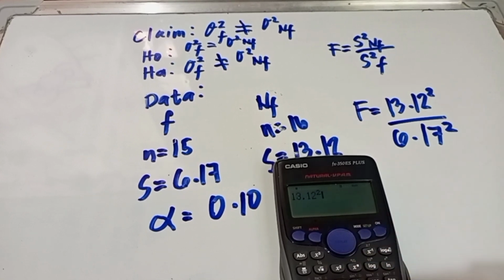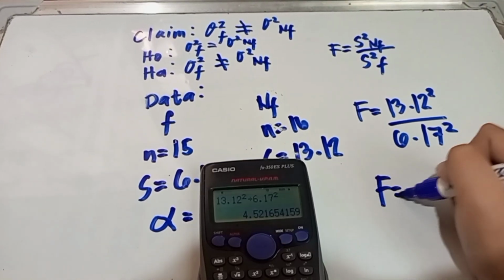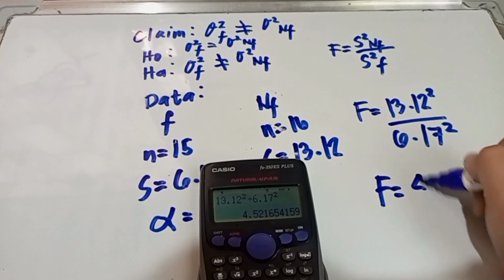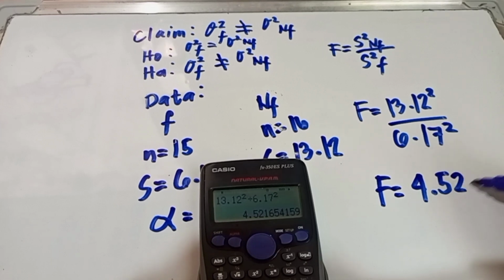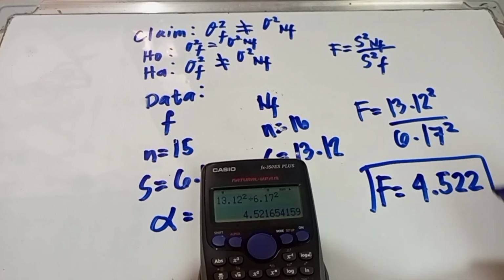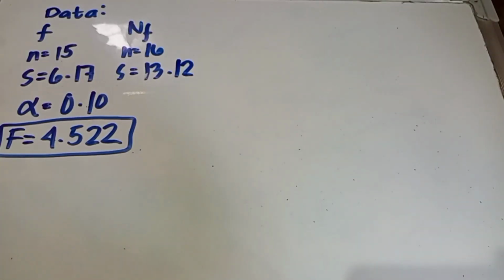13.12 squared divided by 6.17 squared. So the result is 4.522. So this is the answer. Our F test statistic is 4.522. Now we need to compare our F test statistic to our critical value.